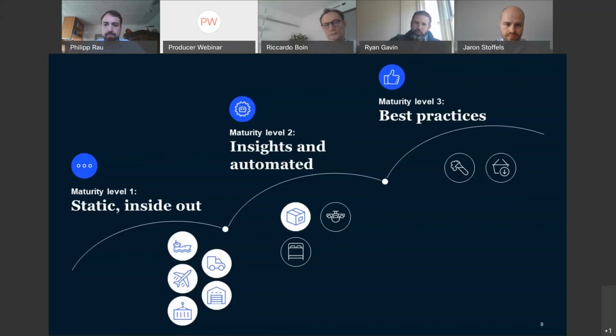And then on the right, maturity level three, which is real best practice, is I have a forward-looking cost catalog with full transparency to my decision makers. So they know what costs are now, what we think they are going to be, where we're making investments, where we're making operational improvements.